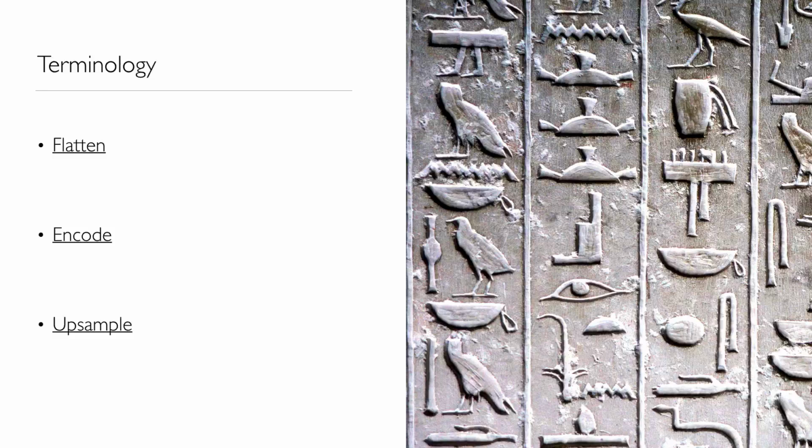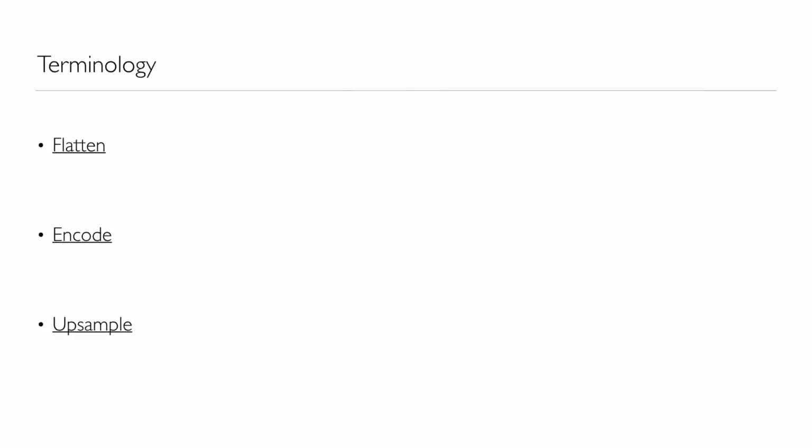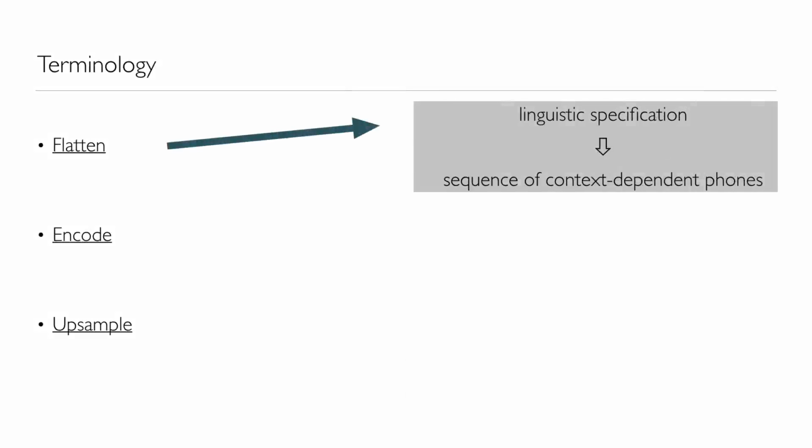And that level in the traditional front end will be the phone level. And we'll squash everything and attach it to the phone level. So attach everything as features to phones. So what we'll get is, from this rich structure, a sequence of context-dependent phones. That's phones with extra features. Think of them as superscripts.